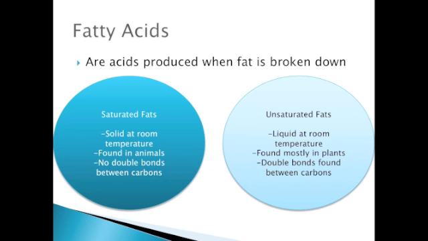Now we're going to learn about the different types of fatty acids. Fatty acids are acids that are produced when fat is broken down, and there are 2 types of fatty acids: saturated fats and unsaturated fats. Saturated fats are solid at room temperature, while unsaturated fats are liquid at room temperature. Saturated fats are found in animals, whilst unsaturated are found mostly in plants. Saturated fats have no double bonds between carbons, quite the contrary to unsaturated fats, which do have double bonds between carbons.